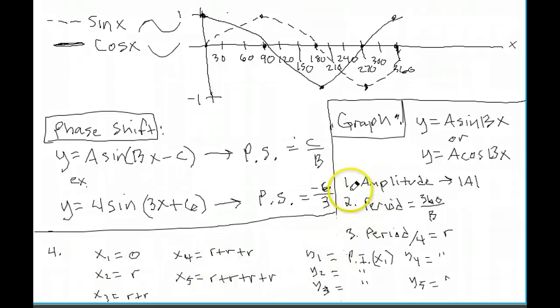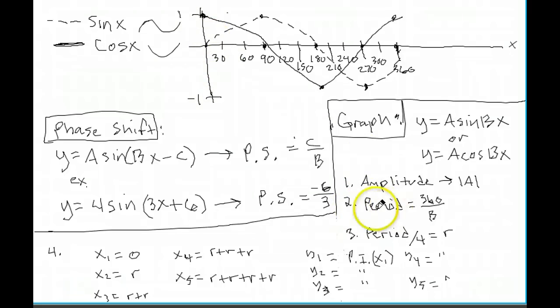First step is you need to find the amplitude of your curve. Amplitude is that first value, which is the a. That a can be positive or negative, so the amplitude is going to be the absolute value of a. That'll tell you how high the curve goes and how low it goes. If you look at the sine on the graph, it has an amplitude of 1, because it goes up 1 and down -1.